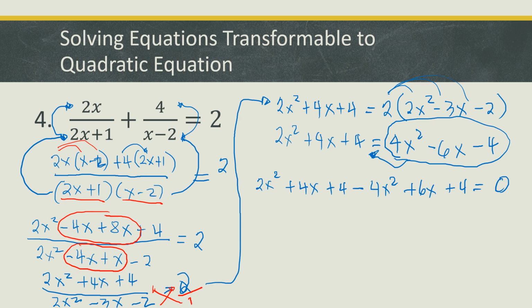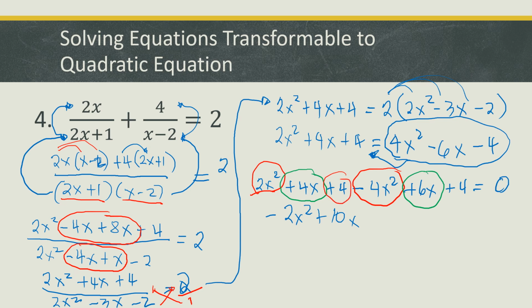And then combine like terms. First, we have 2x squared and negative 4x squared. That is negative 2x squared. Next one is positive 4x and positive 6x. And that is positive 10x. The third one is positive 4 and positive 4. That is positive 8 equals to 0. This is now our equation.